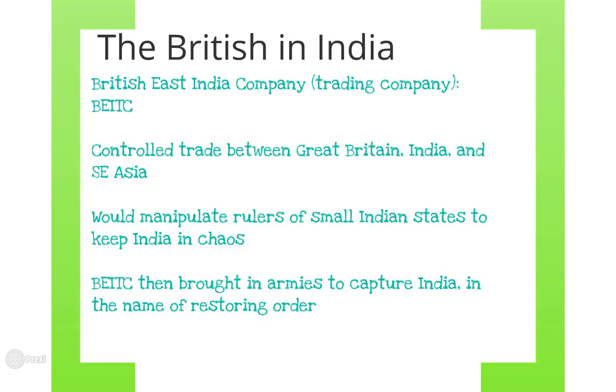Now, when we talk about the British in India, there was a British East India Company. It was a trading company. They controlled trade between Great Britain, India, and most of Southeast Asia. Their big market was tea, but there were other markets as well, like the spice trade. Ultimately, the British started to manipulate the rulers in the small Indian states, because India was broken up into states, to keep India in chaos. Once they started this conflict amongst these Indian governors, the British East India Company brought in armies, saying, "We're bringing our armies to help with this chaos and this conflict that you have."